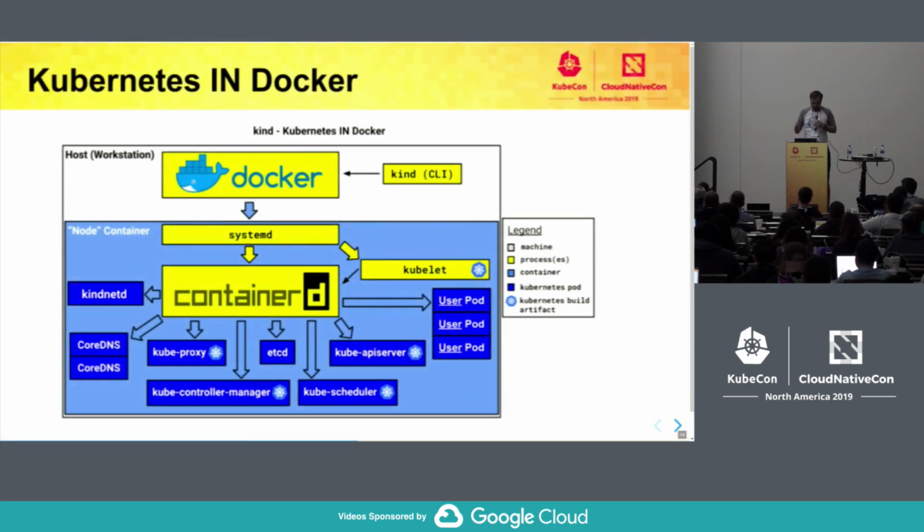So this is what it looks like when it's running. You've got Docker on your host and the Kind command line, and then each node is a container in which we run systemd, containerd, kubelet, the entire Kubernetes. And we can run multi-node clusters that have multiple of these node containers working together to simulate a multi-node cluster, so you can test things like rollout.